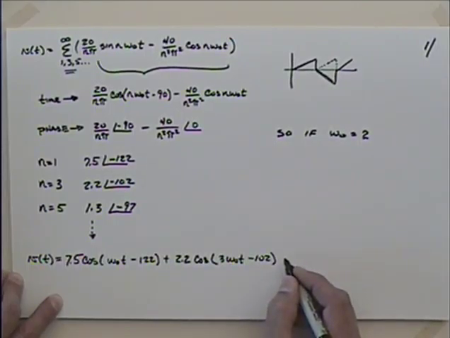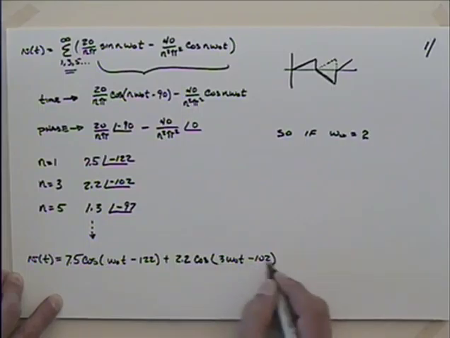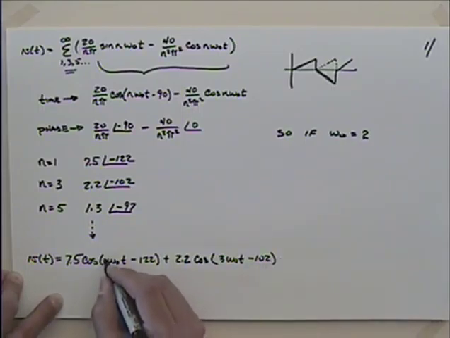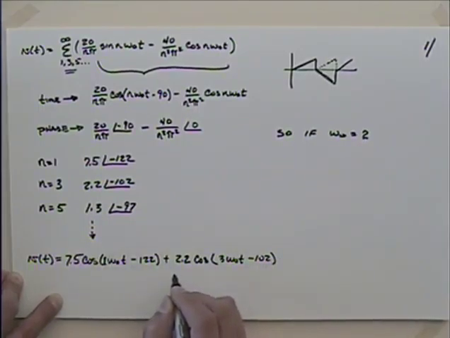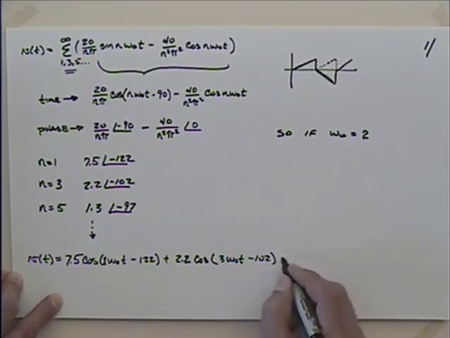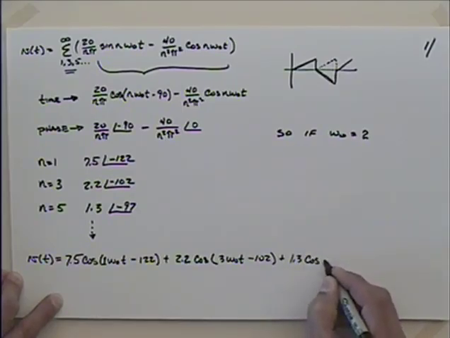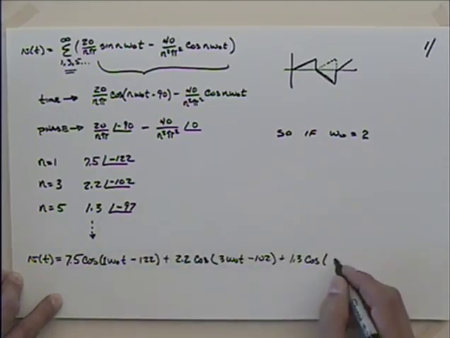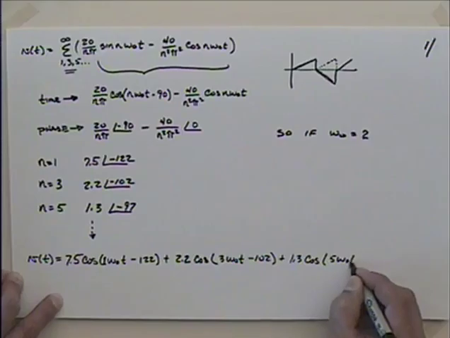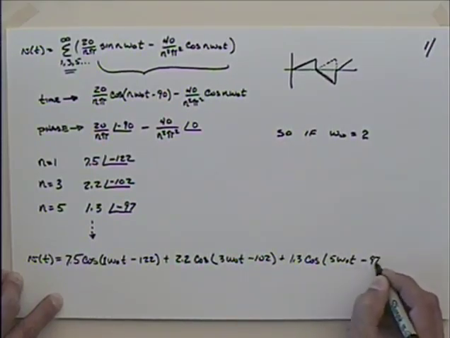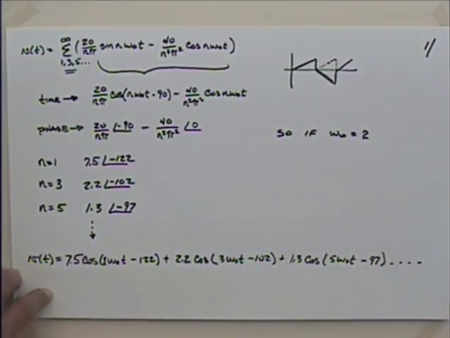and I will add to that, get that right? Yeah, 3 omega naught t. This would be, of course, 1 omega naught t, and add to that for the fifth 1.3 cosine of, we're doing 5 omega naught t minus 97, and we could continue on with that. So we can make go the full thing there.